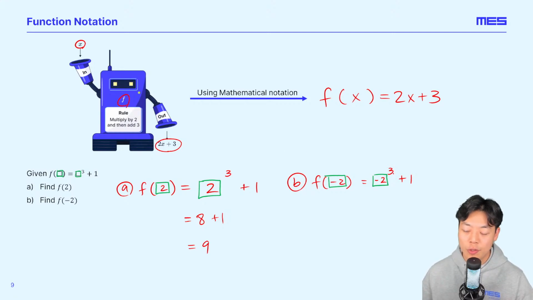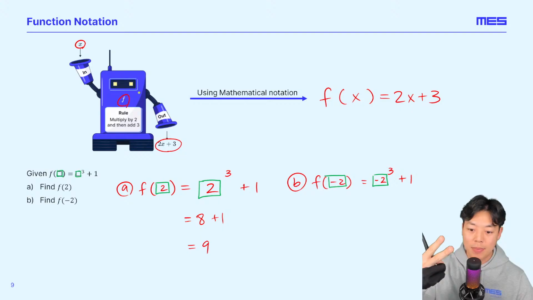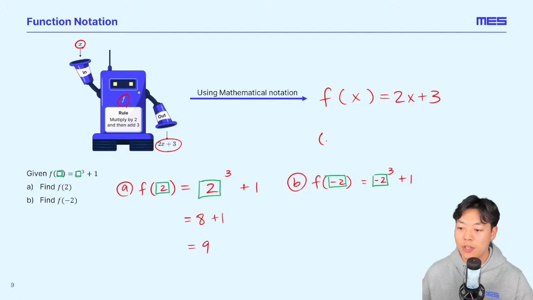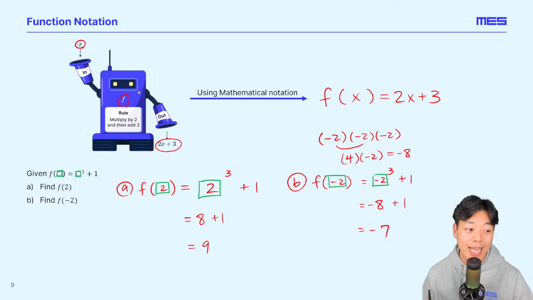So -2 cubed will be -2 times itself 3 times. So -2 times -2 is a +4, times another -2 is -8. For those of you that are more visual learners, this is what we are doing. And -2 times -2 gives us a 4, and times that -2 gives us a -8. So if -8, don't forget that +1, and we get -7 as our answer here.